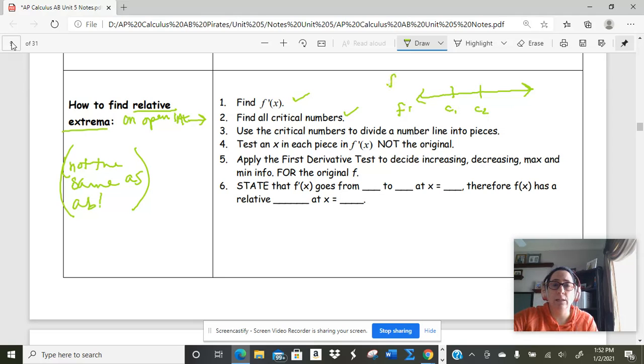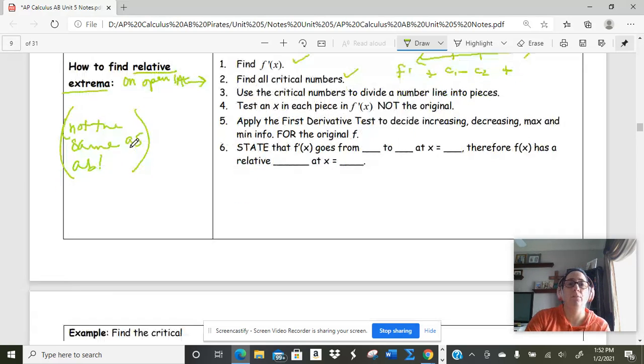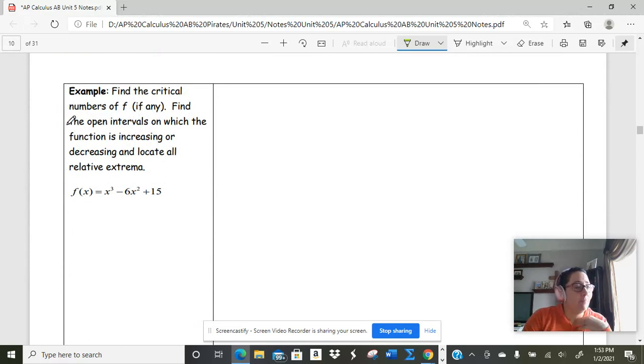And we're going to look and see what happens to f. Does f prime go positive to negative? Then f would go increasing to decreasing, making that a relative max. Does f prime go negative to positive? If so, I went decreasing to increasing, making this a relative min. Now, if those are holes or discontinuities, then they wouldn't be relative extrema. Just make sure we remember that, okay?